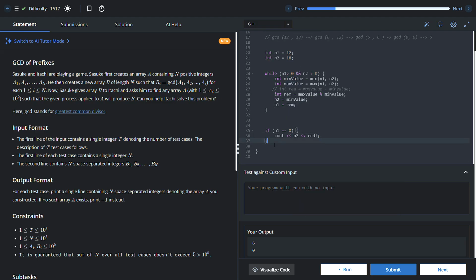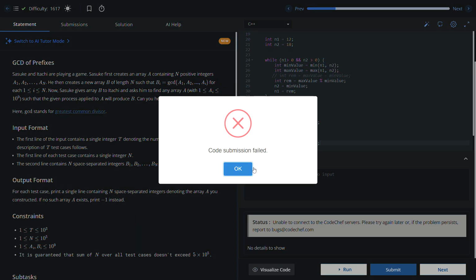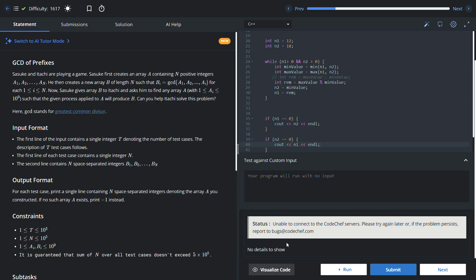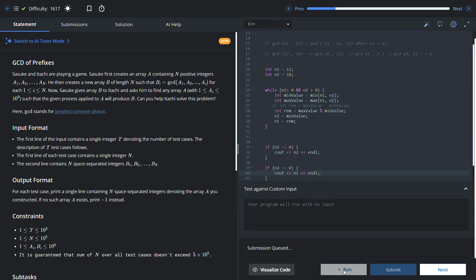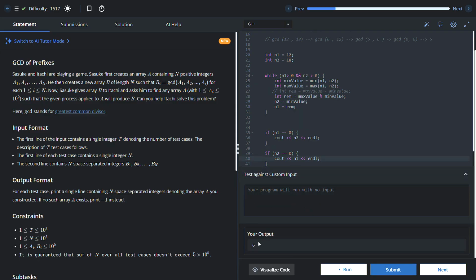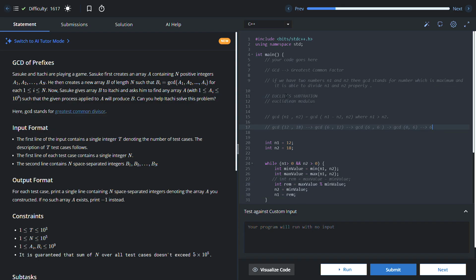Otherwise, if n2 is equal to 0, then n1 will be the GCD. And this is the simple solution for the GCD problems. That is 6. Right, now we can go next to this problem.